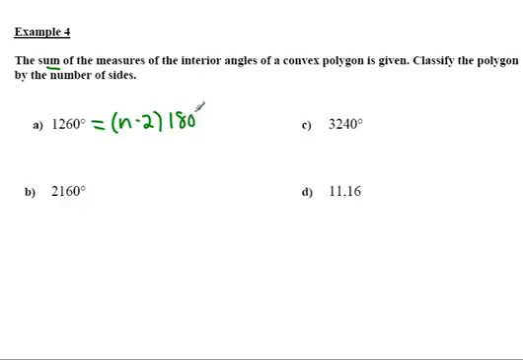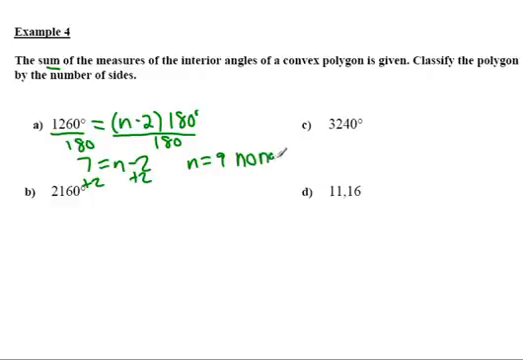If we're going to solve for n, the first thing we need to do is divide both sides by 180. 1,260 divided by 180 is going to give us 7. 7 is going to be n minus 2. We then add 2 to both sides. My n now equals 9. What's a 9-sided polygon called? Yep, that's a nonagon.